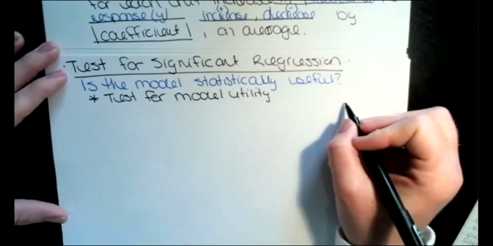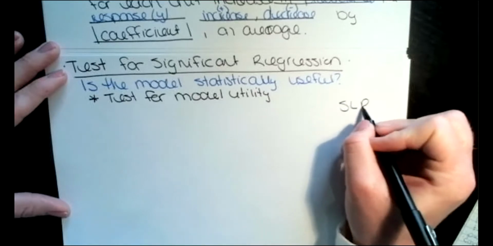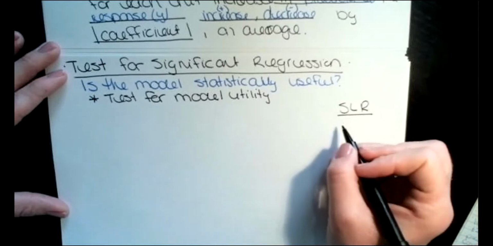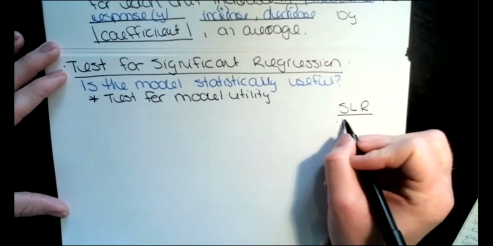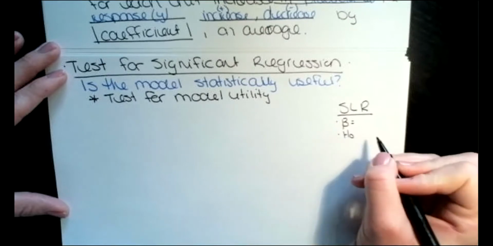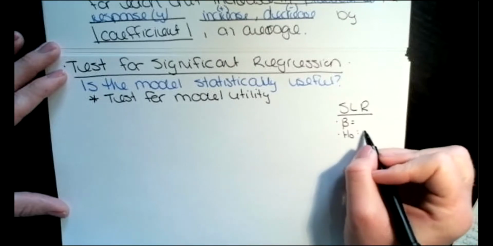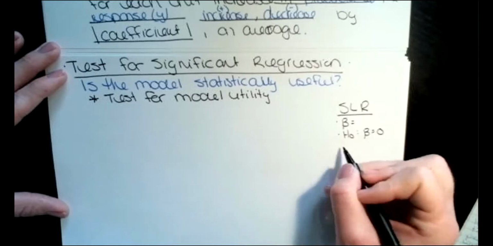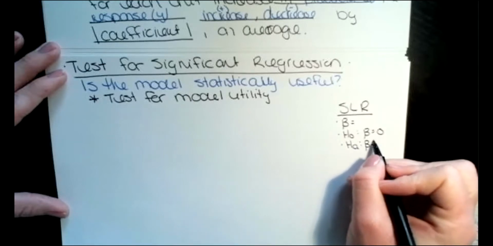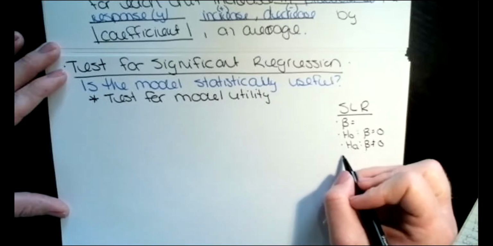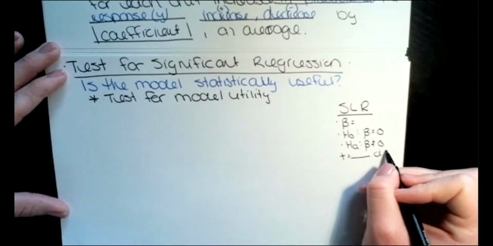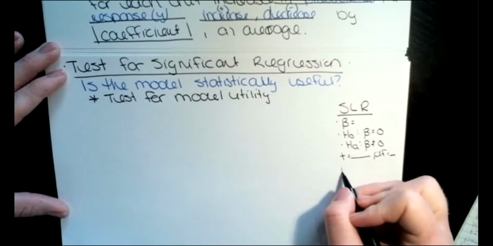What we did for our simple linear regression last week was we defined beta. We identified our null, which was that beta was equal to 0. We identified our HA, which was that beta was not equal to 0. Then we reported our t test statistic, degrees of freedom, and our p-value.